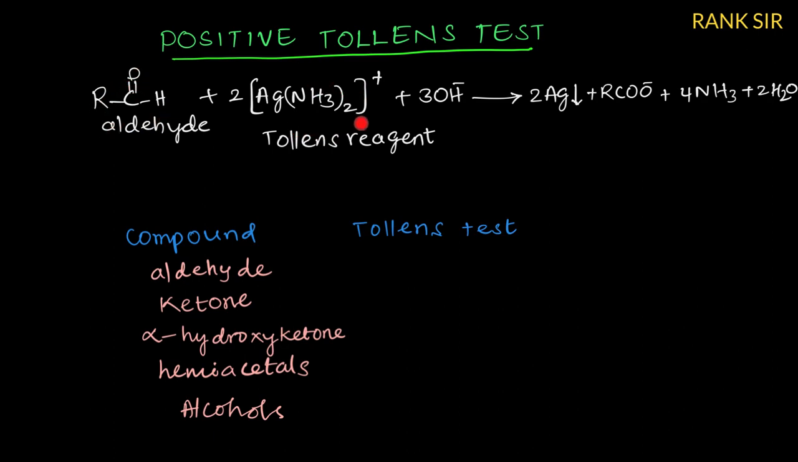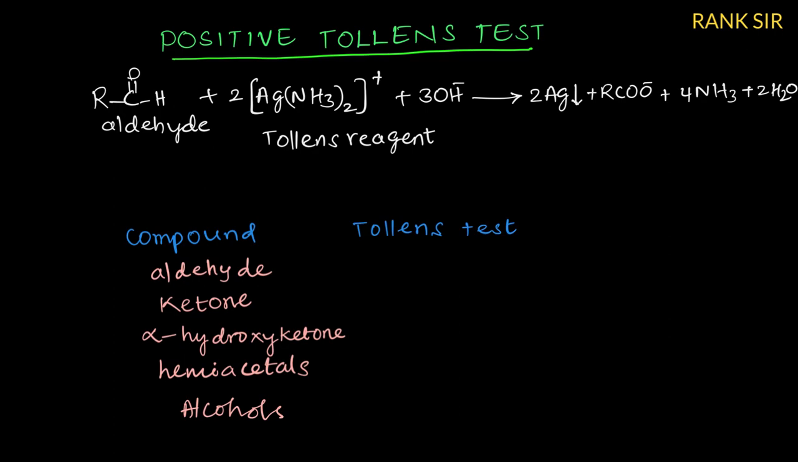Aldehydes react with the Tollens reagent in basic medium. It forms a silver mirror or a black colored solution. Generally it is the silver mirror that everyone knows. And the carboxylate ion forms in basic medium, along with 4 ammonia and 2 H2O. This is the balanced chemical equation for an aldehyde reacting with the Tollens reagent.